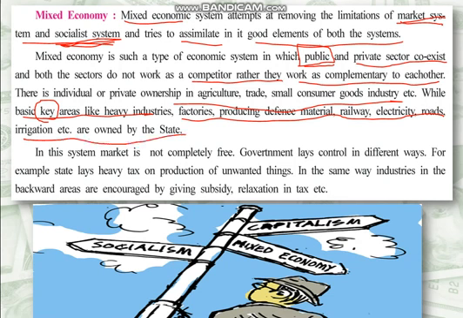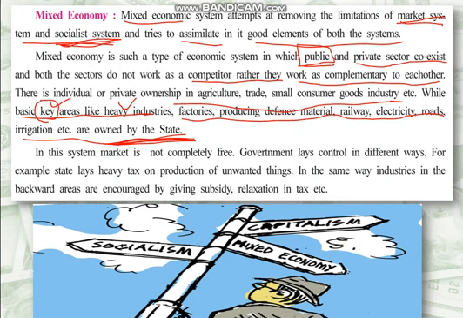So what is done here? The ownership of private is allowed in agriculture, small trade, and consumer goods industry. But those industries which are key, heavy, or which are related to the security of the nation, the government, the state, is controlling those companies or industries. So you can see here that private companies are also working, and at the same time the public companies are also working together.